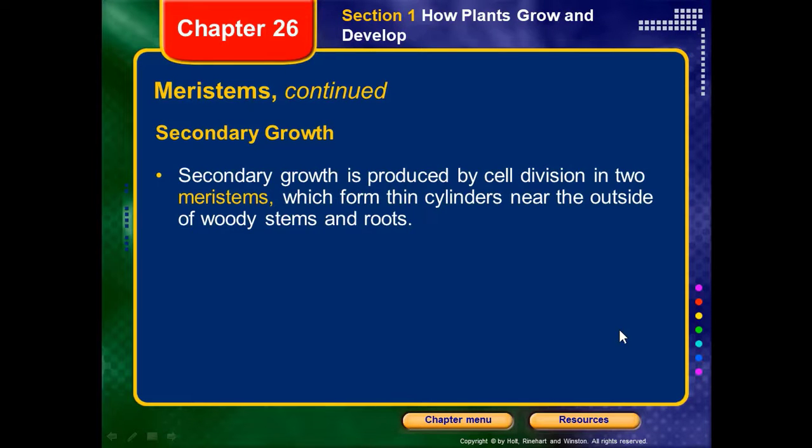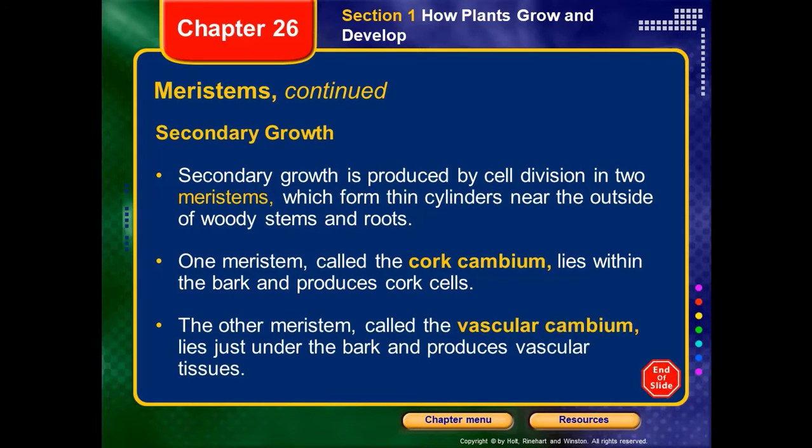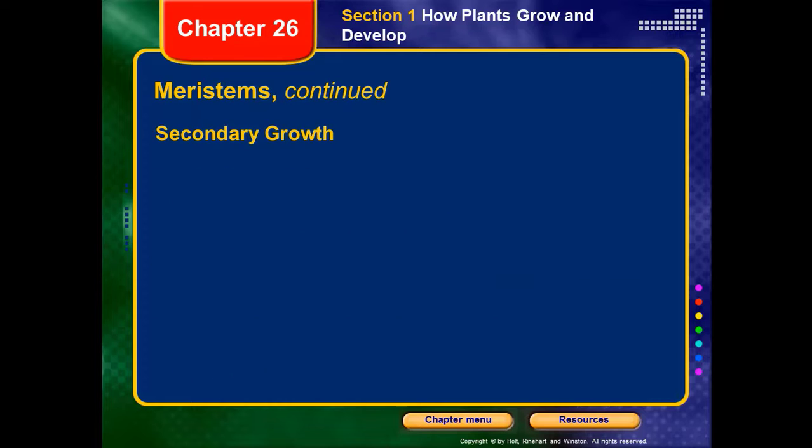Secondary growth is produced by cell division in 2 meristems, while primary with one, which form in cylinders near the outside of woody stems and roots. One meristem called cork cambium lies within the bark and produces cork cells. The other meristem called vascular cambium lies just under the bark and produces vascular tissues. The secondary growth, a woody stem, develops in 3 steps.